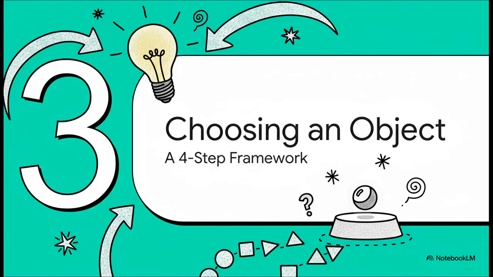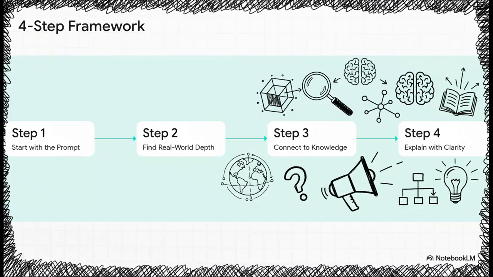Okay, so you've picked a prompt you actually like. Awesome. Now what? Now we get to the fun part. Let's build on that with a super practical 4-step framework that will help you find an object that doesn't just fit, but actually makes your exhibition shine. We've already nailed step 1. That's our golden rule. So now we're going to break down the other 3, which are all about finding an object with enough substance, making sure it connects to those big TOK ideas, and then, of course, presenting it all nice and clearly.